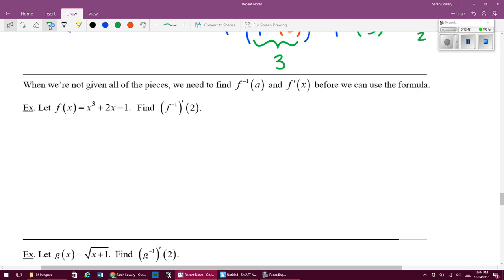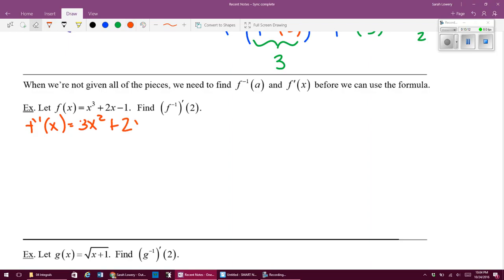In this one, I didn't give you a function value. I gave you a function and I asked you to find the inverse's derivative at 2. Here's what we need to do. Step 1 is, let's go ahead and find the derivative. So my derivative is going to be 3x squared plus 2. Okay? I need to find the derivative.